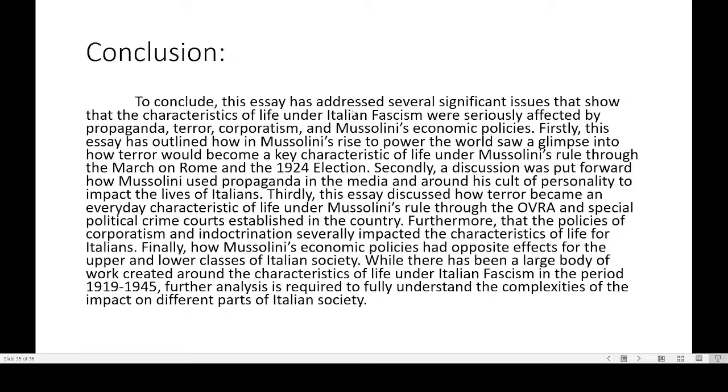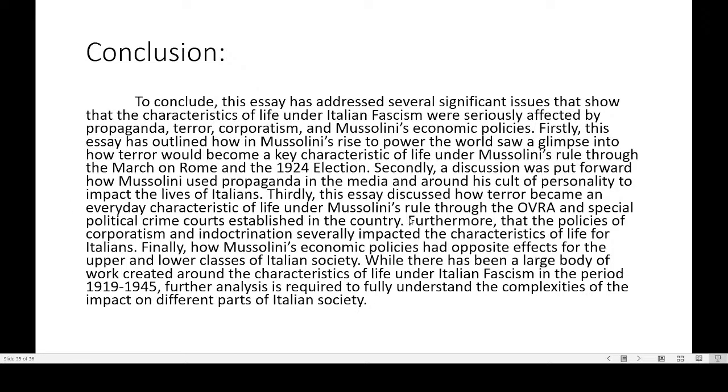That we're not just telling stories. There are several significant issues that show that the characteristics of life under Italian fascism were seriously affected by propaganda, terror, corporatism, and Mussolini's economic policies. Firstly, this essay has outlined how in Mussolini's rise to power, the world saw a glimpse into how terror would become a key characteristic of life under Mussolini's rule through the March on Rome and the 1924 election. Secondly, a discussion was put forward how Mussolini used propaganda in the media and around his cult of personality to impact the lives of Italians.